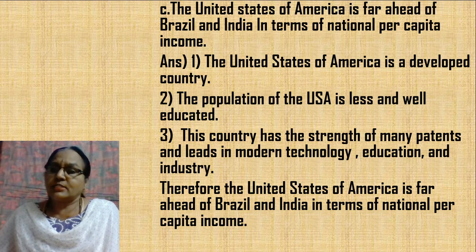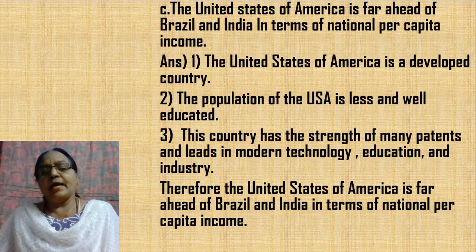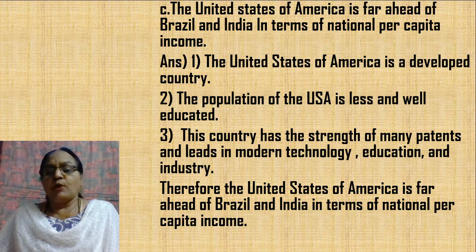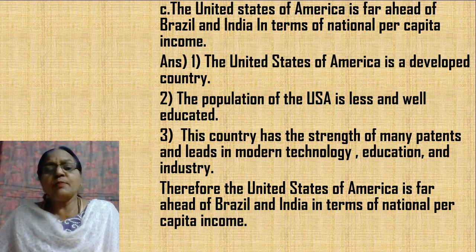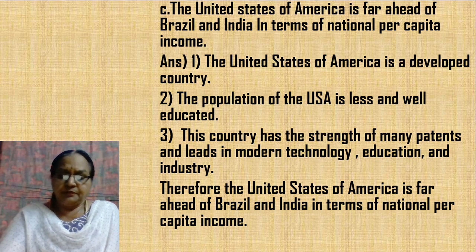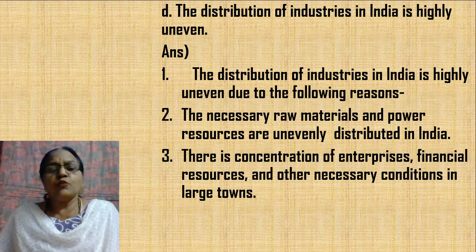First is, the United States of America is a developed country and the population is less and educated, and also it has a strength of many patents, and also is a leading country with respect to modern technology, education, and industry. So this is the reason why we find the national per capita income of United States is more than Brazil and India. Then the fourth question, the distribution of industries in India is highly uneven.